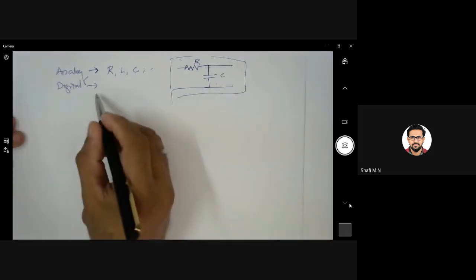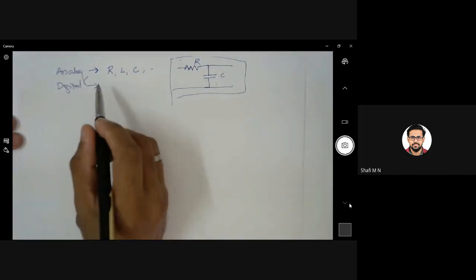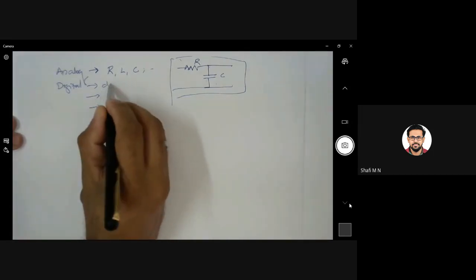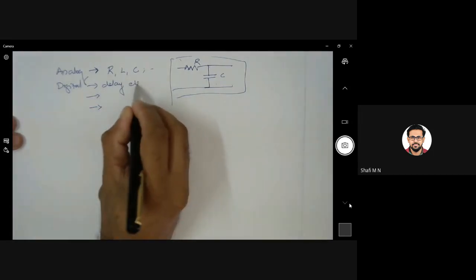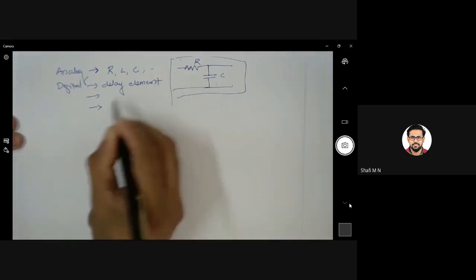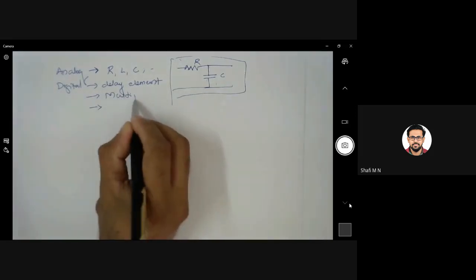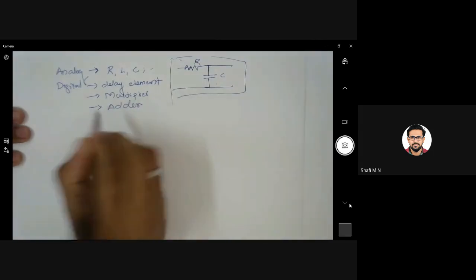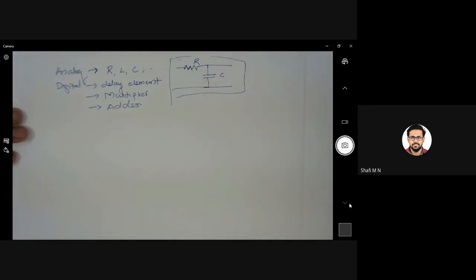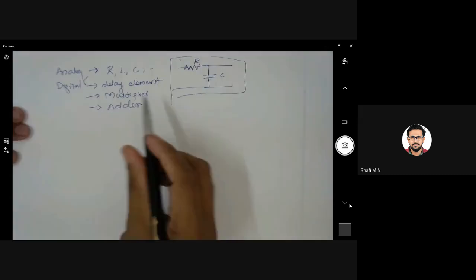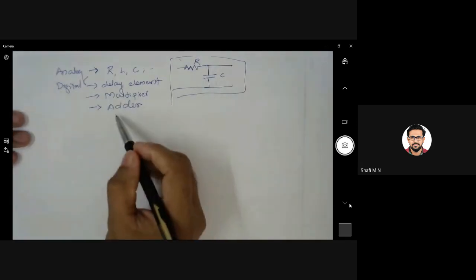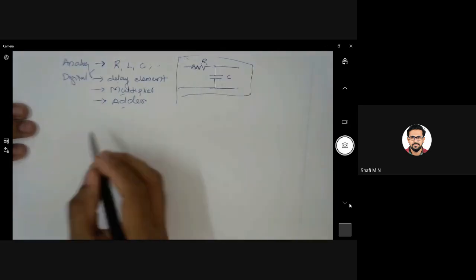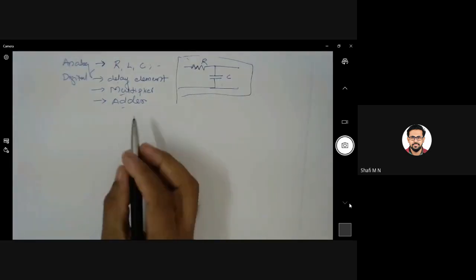So coming into digital world, now let us see how to realize digital filter. You need the support of three components. First one is called delay element. Then you need a multiplier. Then you need an adder. So you need these to implement a particular digital filter. So three elements are delay element, multiplier, and adder. So the realization, we will see the different methods of their realization.